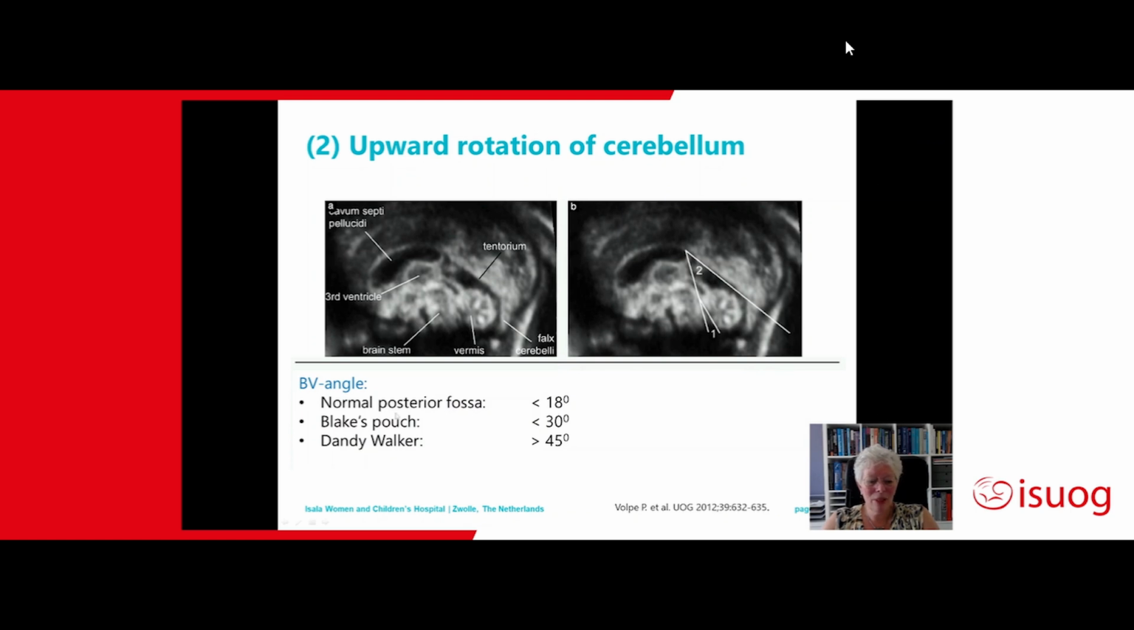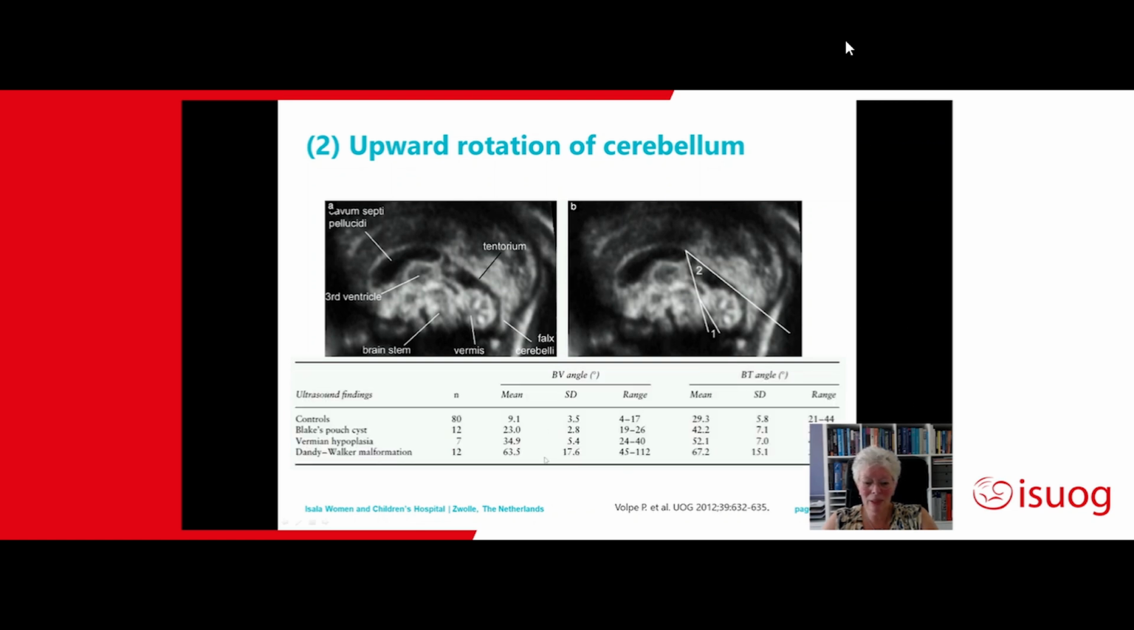If this brainstem-vermis angle is below 18 degrees, you say it's a normal posterior fossa. If it's below 30, you have a Blake's pouch cyst, and if it's above 45 degrees, you have a Dandy-Walker malformation. If you go back to this table again, you can see for the Blake's pouch cyst the mean angle is 23 with a range between 19 and 26. And if it's a Dandy-Walker malformation, the mean is 63 degrees with a range of 45 to 112.